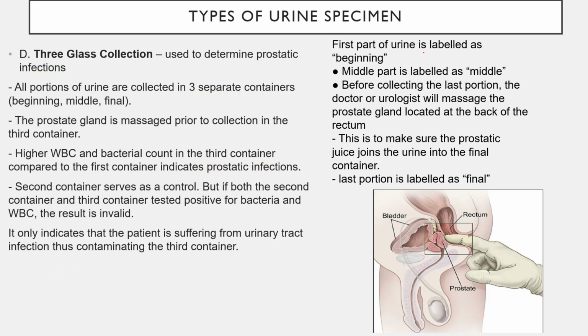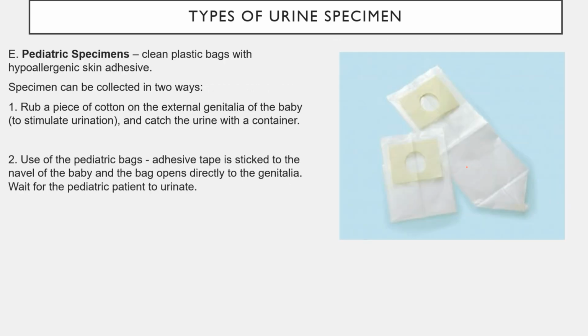Now, first part of the urine is labeled as beginning, middle part is labeled as middle. Now, before collecting the last portion, the doctor or urologist will massage the prostate gland located at the back of the rectum. This is to make sure that the prostatic juice would join the urine in the final container. Then the last portion is labeled as final. So beginning, middle, and final. So take note of that.